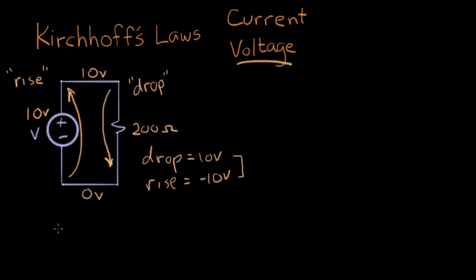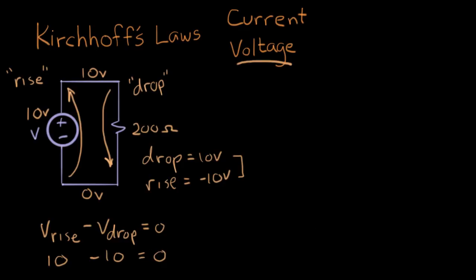So I write a little expression for this, which is V rise minus V drop equals what? Equals 0. I went up 10 volts, back down 10 volts, I end up back at 0 volts, and that's this right here. And this is a form of Kirchhoff's voltage law. It says the voltage rises minus the voltage drops is equal to 0. So if we just plug our actual numbers in here, what we get is 10 minus 10 equals 0.